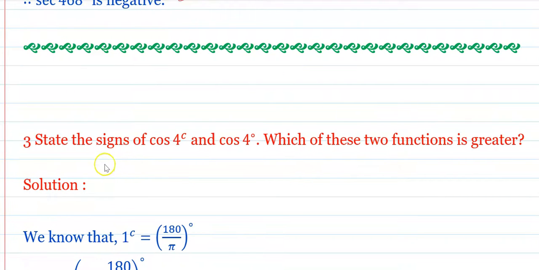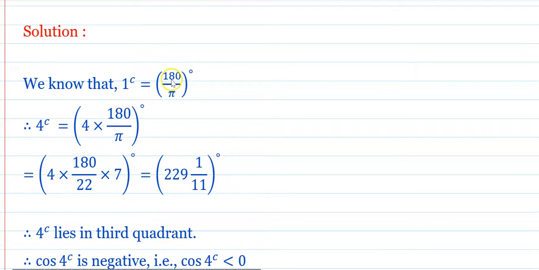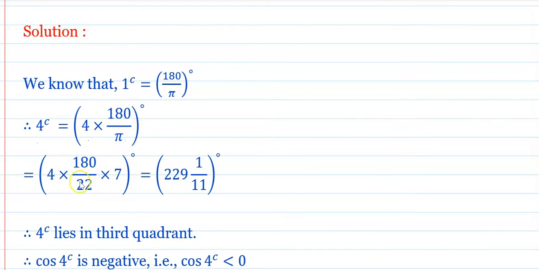Now the next, state the sign of cos of 4 radian and cos of 4 degree. Which of these functions is greater? Now 1 radian is equal to 180 upon pi degree, and therefore 4 radian is equal to 4 into 180 upon pi. Substituting the value of pi as 22 upon 7, its reciprocal is 7 upon 22, and therefore 4 into 180 into 7 upon 22, and if we simplify, you will get 229 and 1 upon 11 degree.